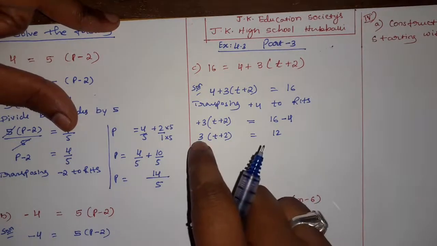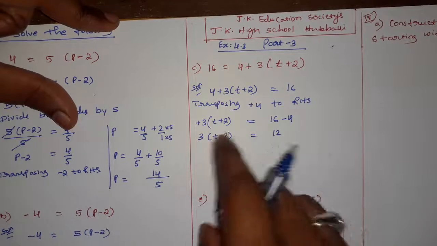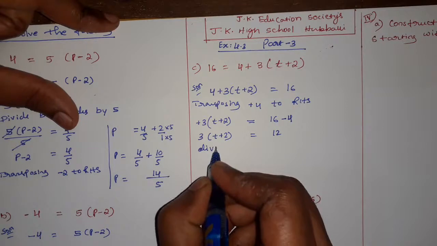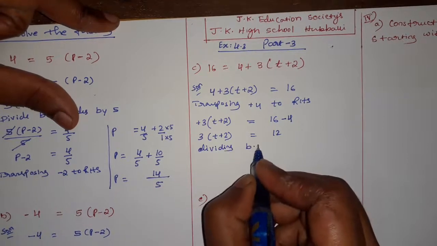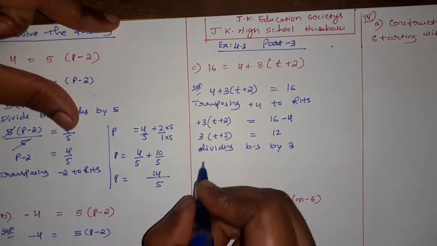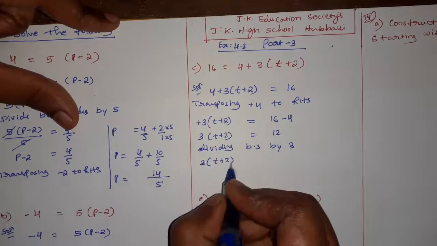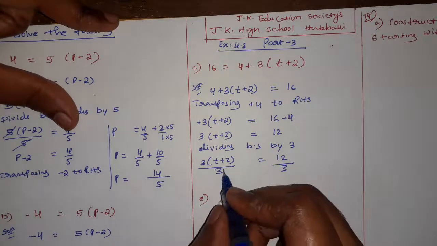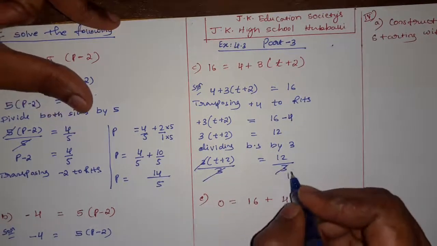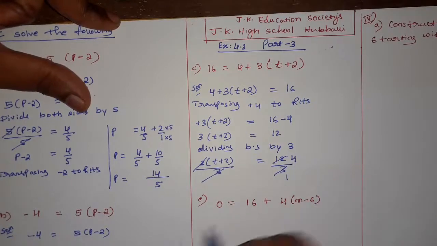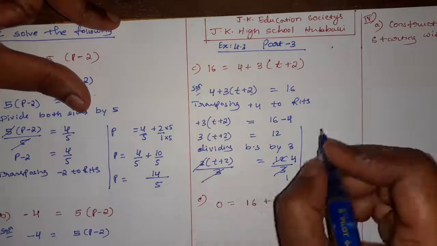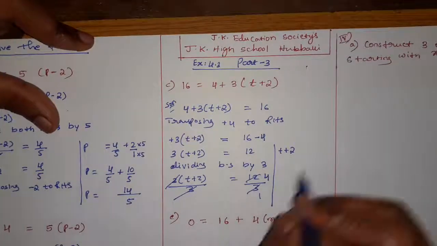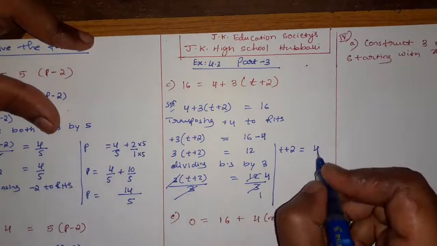Now how to remove this 3? Dividing both sides by 3. 3 into t plus 2 is equal to 12. Dividing both sides by 3. 3 will get cancelled. 3 1s are 3, 3 4s are 12. And what remains? Here t plus 2 remains. Here 4 remains.